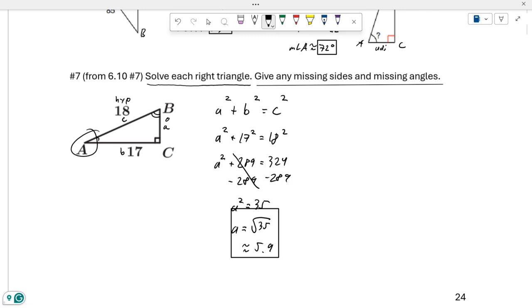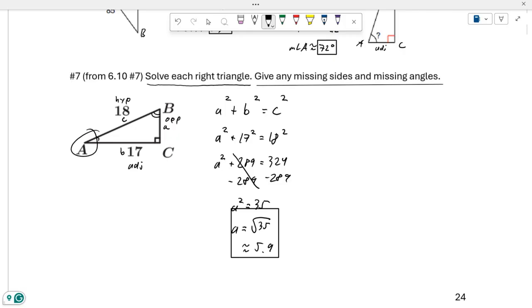Side A, which I just solved for, is opposite, and 17 is adjacent. That's because I just sort of randomly picked angle A. If you wanted to solve for angle B first, that's fine, but your opposite and adjacent would be flipped from my picture. The way that I've labeled my right triangle here is specifically in regards to angle A. So I'm going to solve for angle A.